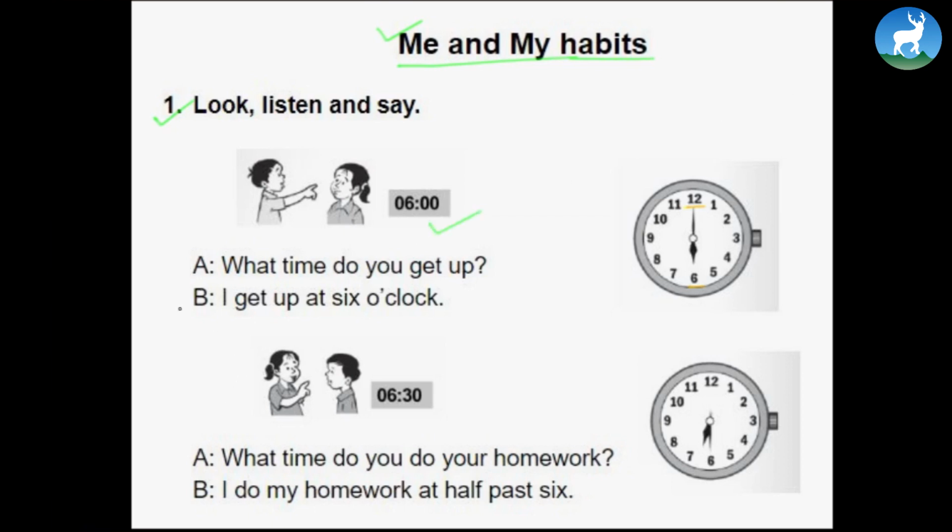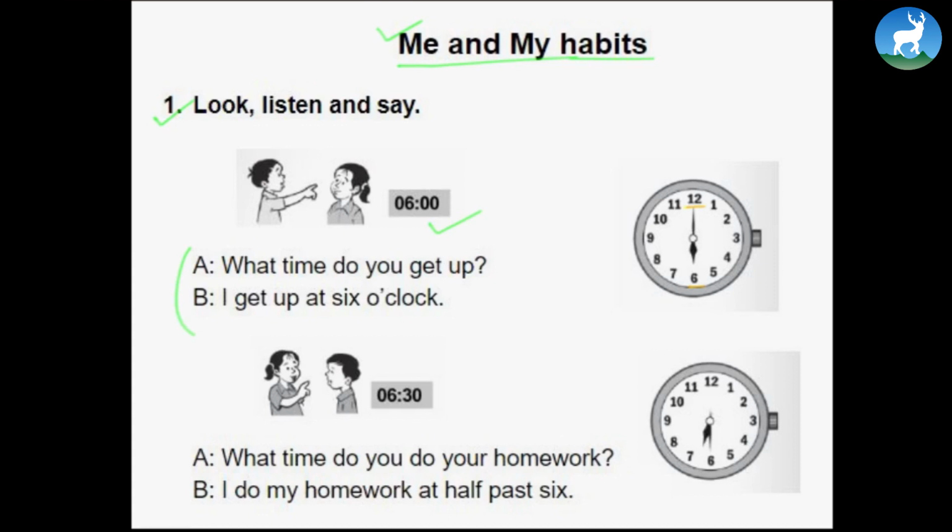And the question is, what time do you get up? You can respond to that as, I get up at 6 o'clock. Okay, repeat after me, please. Let's try this. Let's practice. What time do you get up? I get up at 6 o'clock. Let's do it one more time. What time do you get up? I get up at 6 o'clock.